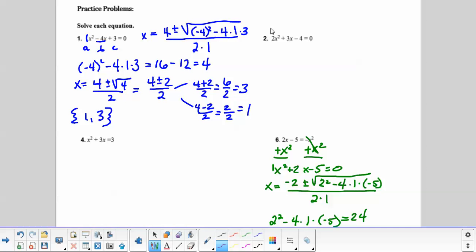Okay, in problem 2, my a is 2, my b is 3, and my c is negative 4. So I have x equals negative b plus or minus the square root of b squared minus 4 times a times c, over 2 times a. Let's put this part in your calculator. You have 3 squared minus 4 times 2 times negative 4. You should get 32 plus 9. You should get the square root of 41.